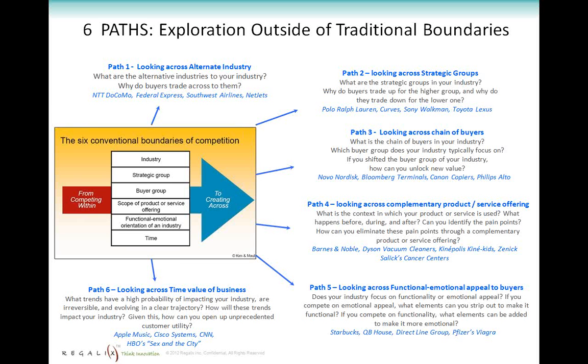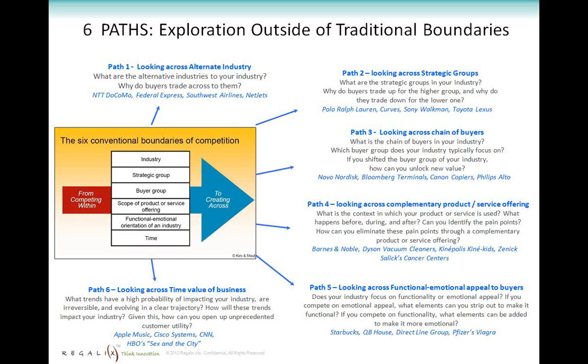The second path is called looking across strategic groups. Here we need to question what are the strategic groups in the industry, why do buyers trade up for a higher group, and why do they trade down for a lower one? Companies like Ferrari, Curve, Sony Walkman, Toyota, and Lexus followed this path.